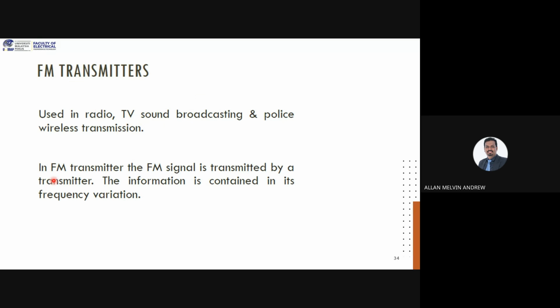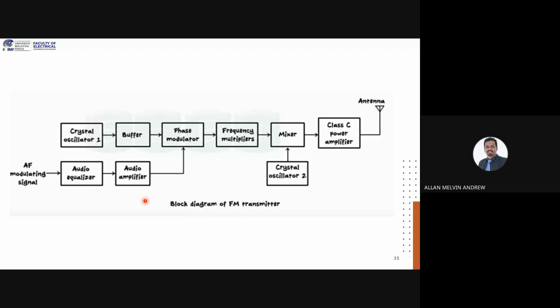Okay, so in an FM transmitter, the FM signal is transmitted by a transmitter. Whatever the signal, you must use a transmitter to transmit, and then you need a receiver to receive. The information is contained in its frequency variation, so the information will be modulated into the carrier signal in terms of frequency variation. Okay, so you can see, it is much more complex than amplitude modulation.